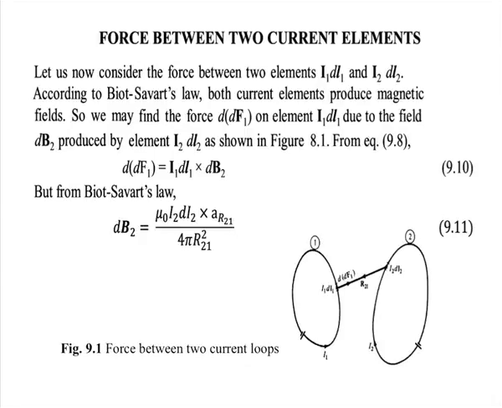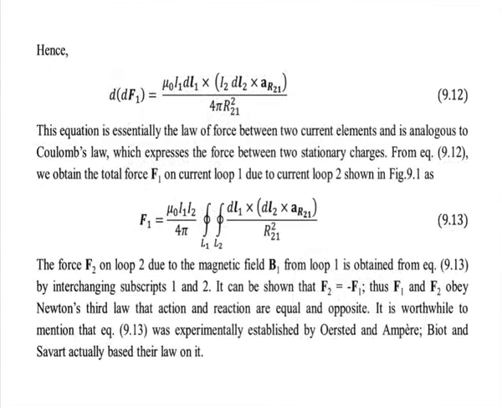According to the Biot-Savart law, both the current elements produce magnetic fields. So we may find the force d(dF1) on element I1dL1 due to the field dB2 produced by the current element I2dL2. Therefore, d(dF1) = I1dL1 × dB2. Now, by the Biot-Savart law, dB2 is given by equation 9.11, and when we put this value of dB2 in equation 9.10, we get the expression for d(dF1) as given by equation 9.12.